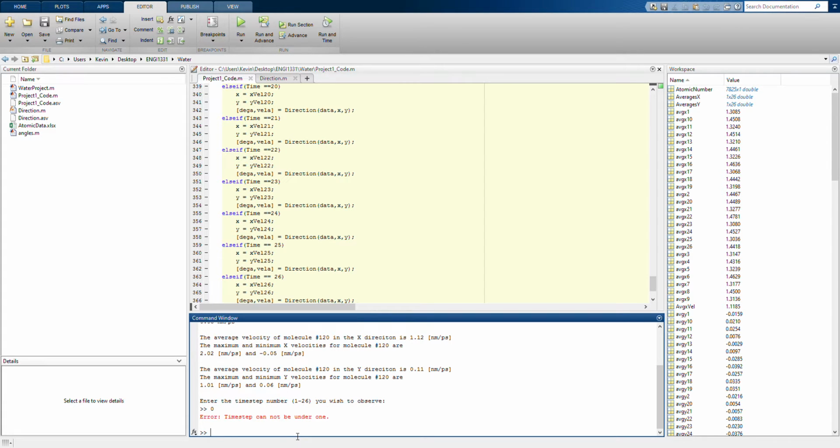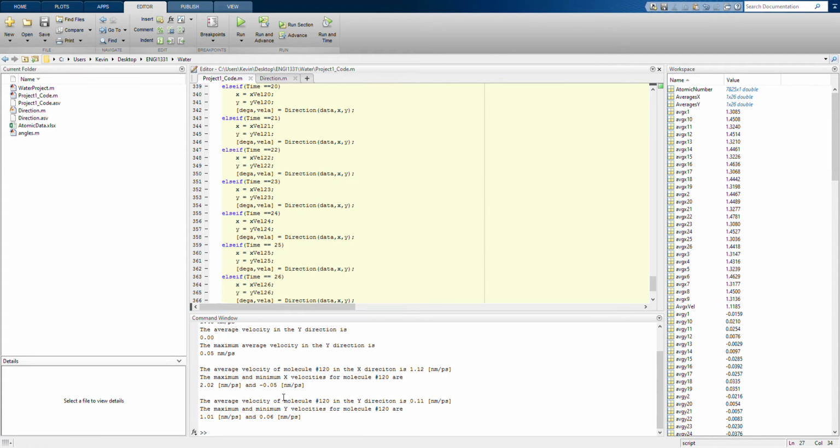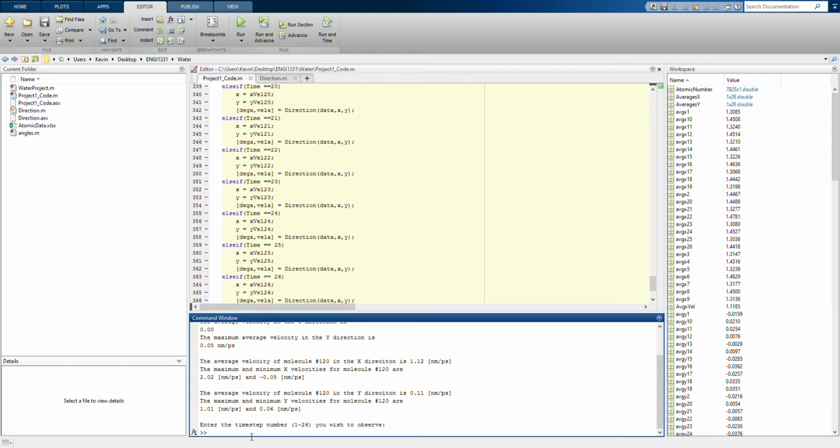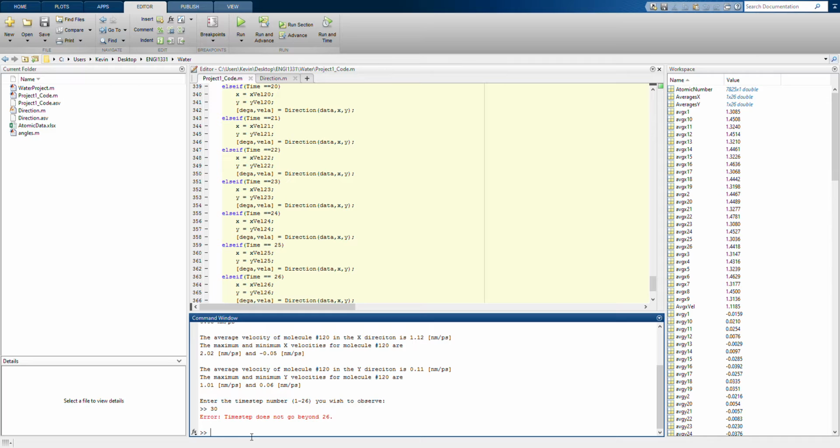It prints out the error message: time step cannot be under 1, because that is what we put in. And then run it again. It takes a while to pop up because the pause function is in use right now. Let's say we want to enter time step 30, but 30 shouldn't work. Error, time step does not go beyond 26, because 30 shouldn't work.